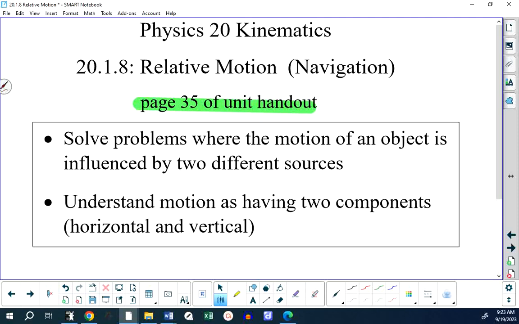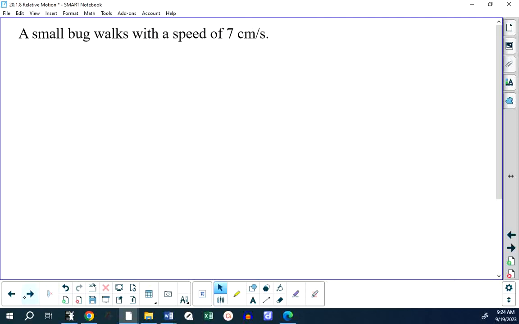We're going to be solving problems where the object's motion is influenced by two different sources. So for example, if I'm swimming across a river and the river is flowing, if I start on one side of the river and I see my campsite on the other side of the river and I'm directly across from it and I start swimming towards my campsite, you know that I'm not going to reach my campsite because the river is going to take me downstream at the same time.